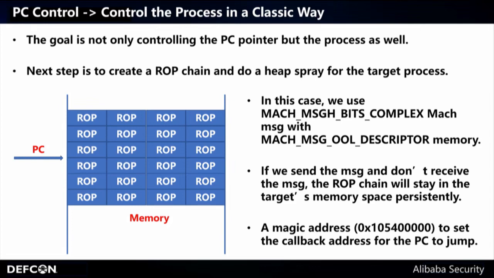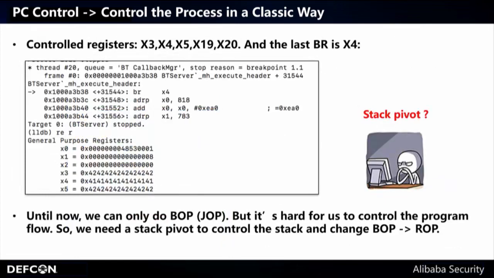Then we can use a magic address, for example, in this case 0x1054000, to set this callback address, and the PC can jump to this address. It will point to a ROP chain. So after we trigger the vulnerability, we can control the following registers, and the last BR is X4. So now we can do BOP or JOP. But it's hard for us to control the whole program flow because we need a stack pivot to control the stack and change the JOP to ROP.